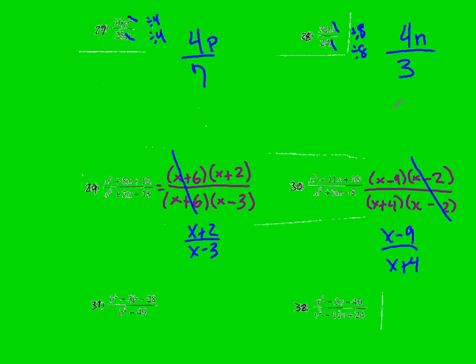Okay, 31, 32, back to the old ones we were just doing, like 29 and 30. Factor top, factor bottom, see what cancels. Up top, numbers that multiply to 28 and subtract to 3 would be 7 and 4. Bigger number gets the sign in front, it's a minus 4, to make it negative 28.